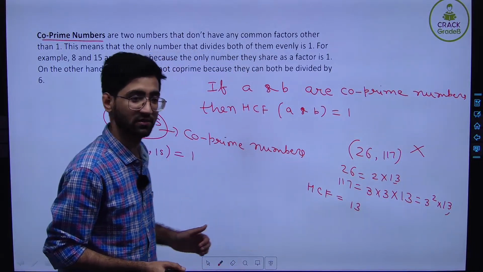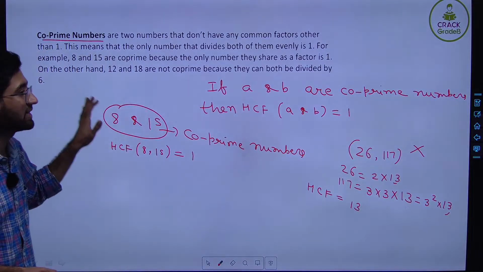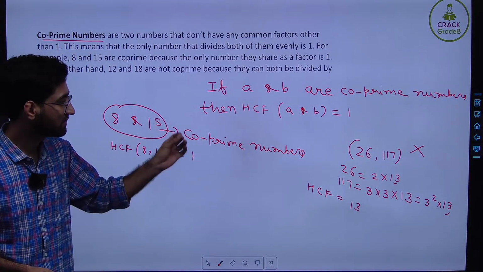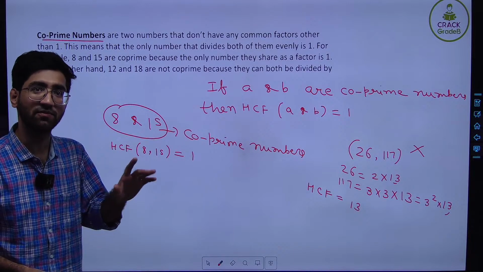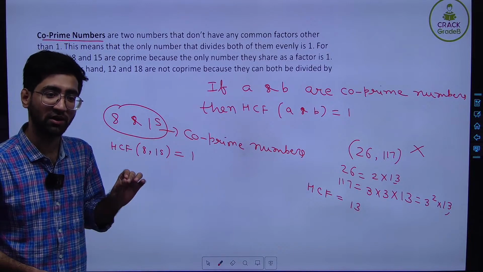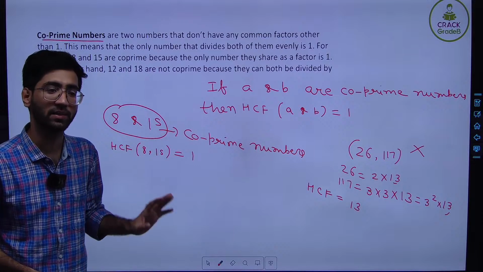Any doubt? Okay. So will you be able to retain the definition of co-prime numbers? The definition is very simple. If the HCF of two numbers is equal to 1, you can call both numbers co-prime numbers. Okay.